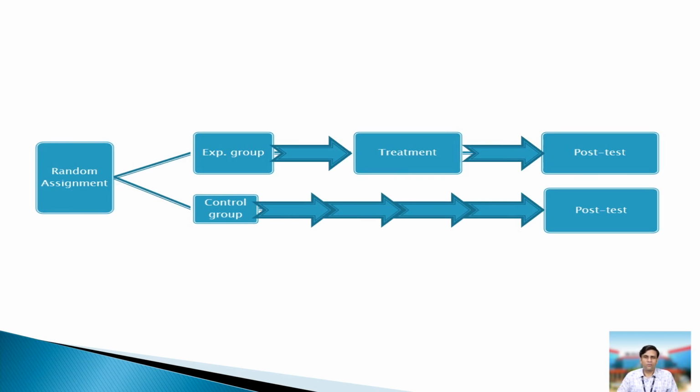We can see the diagram of this type of design. Through the random assignment, experimental and control groups will be divided accordingly, and the experimental group is only given the intervention decided by the researcher, and after that the post-test is done. Whereas for the control group, either there will not be any treatment or the conventional or traditional treatment will be administered, and after that the post-test will be done to observe the effect of this treatment.